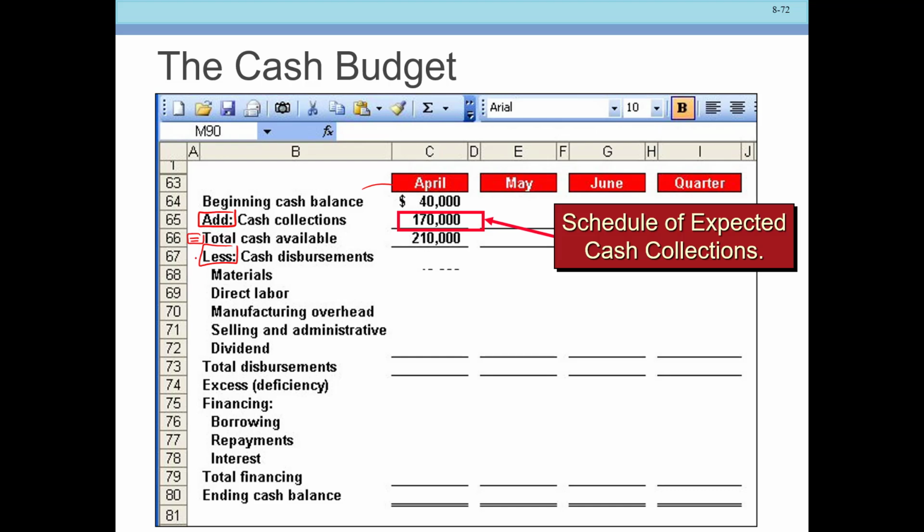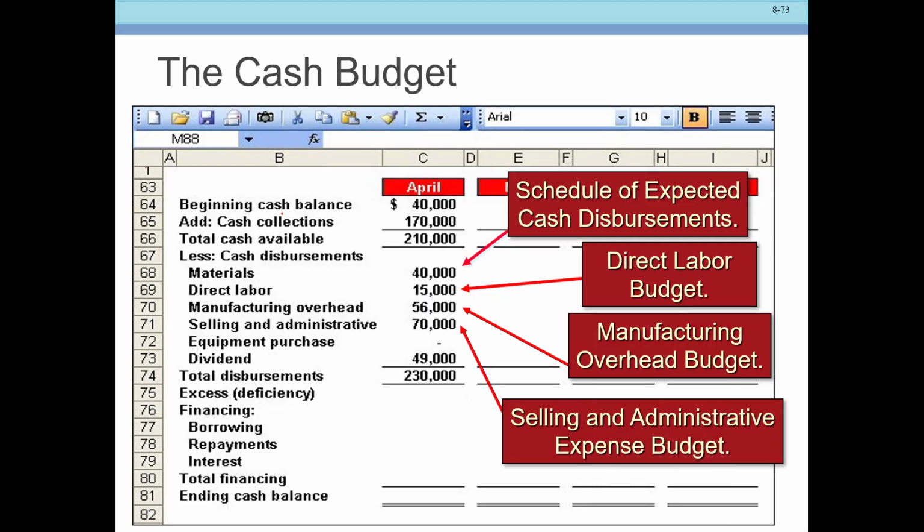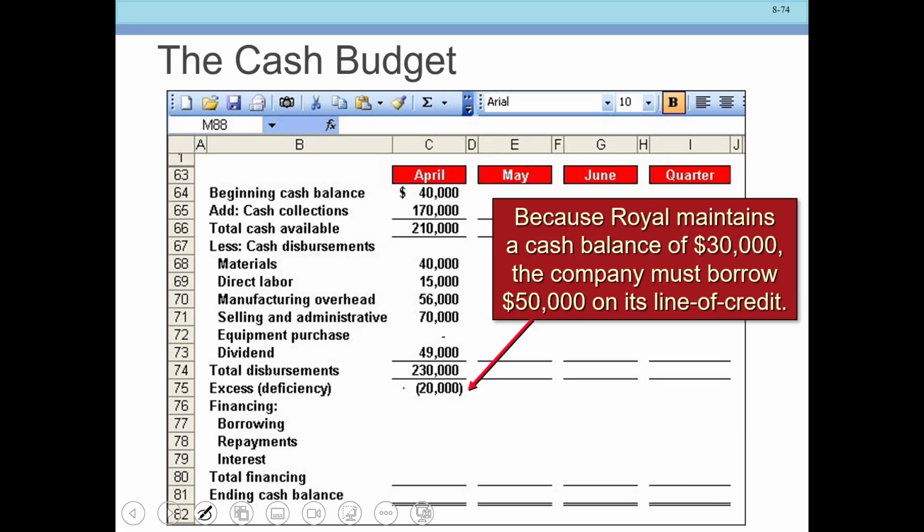Minus, subtract the cash disbursement. The cash disbursements that we have: the material, the labor, overhead, selling and administrative, equipment purchase, which we don't have here, and dividend, which was given in the question. Then I will get the total cash disbursement. Now I'm expecting to receive 210,000, and I'm expecting to disburse 230,000. So I have a deficiency of 20,000. Why deficiency? Because the total disbursement is bigger than the total cash available.